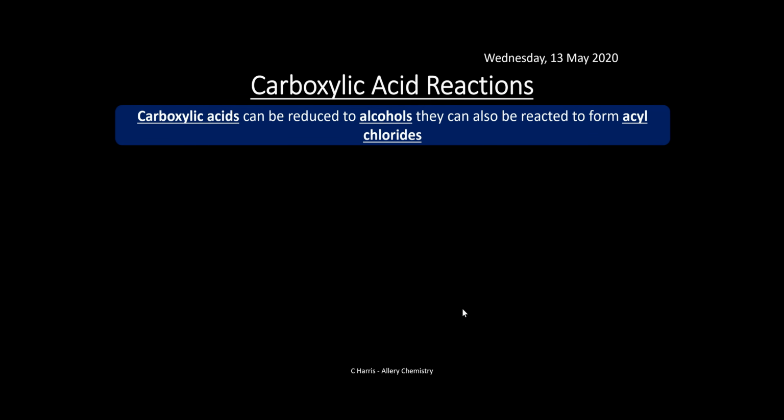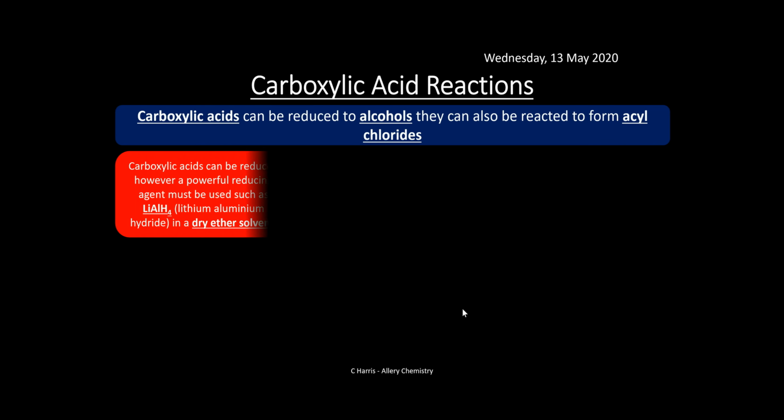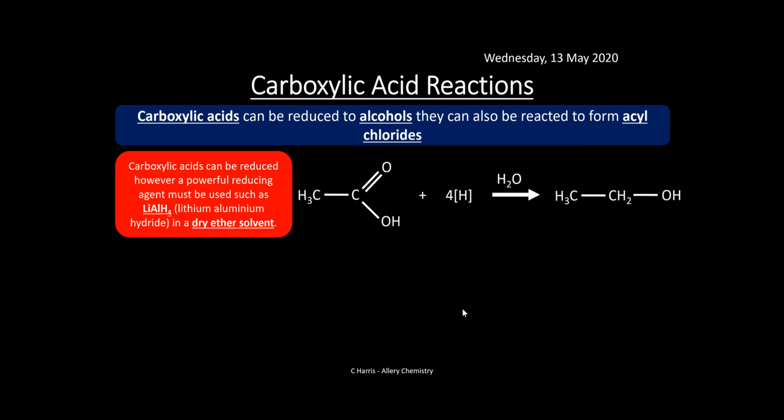Carboxylic acids can be reduced to alcohols, and they can also be reacted to form acyl chlorides. So let's have a look at these. Carboxylic acids can be reduced. However, we must use a powerful reducing agent such as lithium aluminium hydride, LiAlH4, and we've got to use a dry ether solvent as well. You can see in this reaction that we have our carboxylic acid reacting with 4 lots of reducing agent, and that will form your primary alcohol, which in this case is ethanol. And obviously we use water.